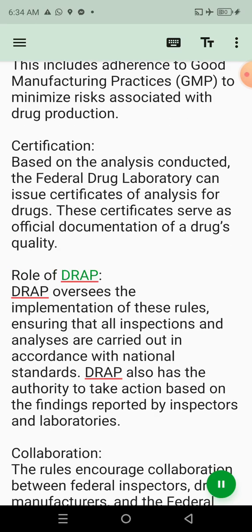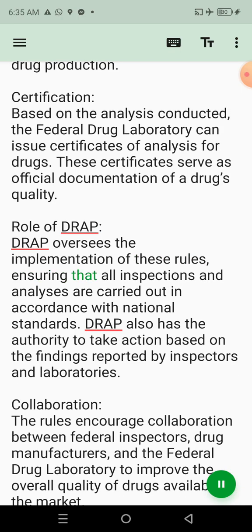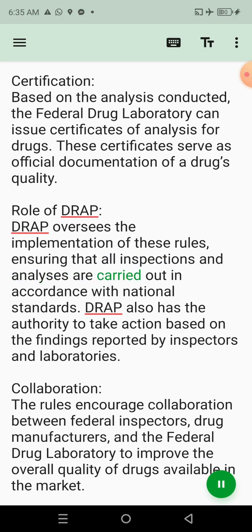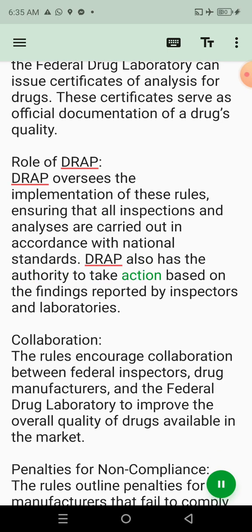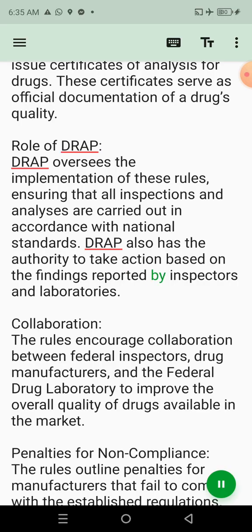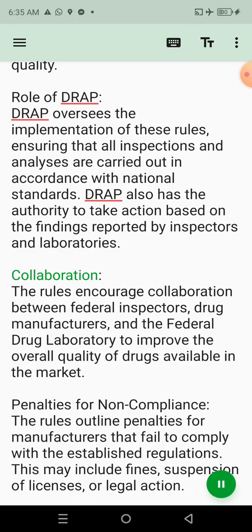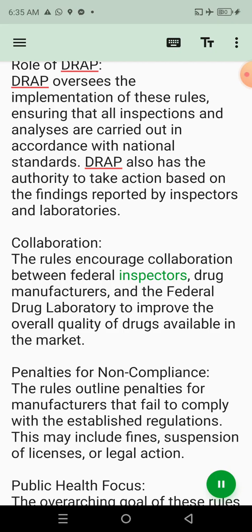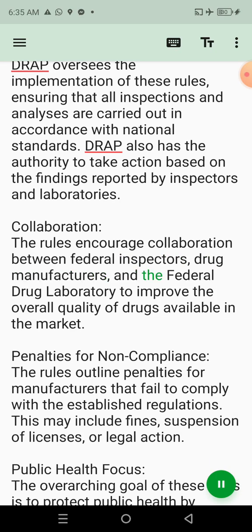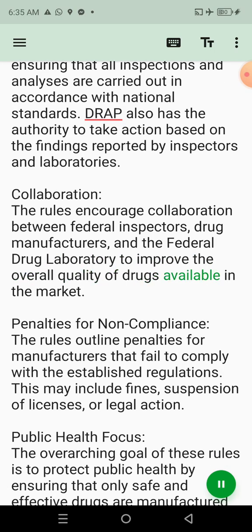Role of DRAP. DRAP oversees the implementation of these rules, ensuring that all inspections and analyses are carried out in accordance with national standards. DRAP also has the authority to take action based on the findings reported by inspectors and laboratories. Collaboration. The rules encourage collaboration between federal inspectors, drug manufacturers, and the Federal Drug Laboratory to improve the overall quality of drugs available in the market.